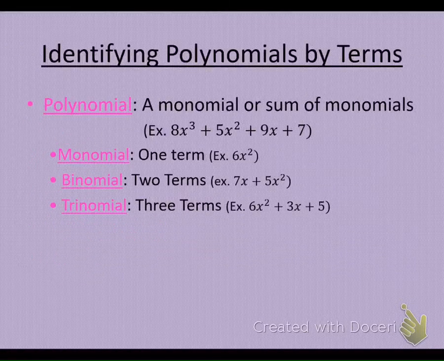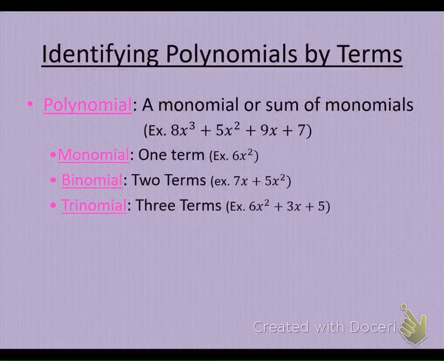Now, identifying polynomials by their terms. By definition, and this one actually took me a little time to really comprehend, poly means many, right? So in my mind, a polynomial is anything with more than three terms. Because a one-term problem has a special name, a two-term problem has a special name, and a three-term. But look at the definition of a polynomial. It's actually a monomial. What does mono stand for? One. So even a monomial is considered a polynomial. It's a monomial or a sum of monomials.